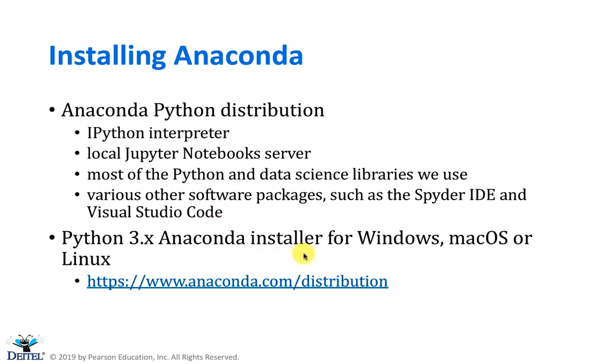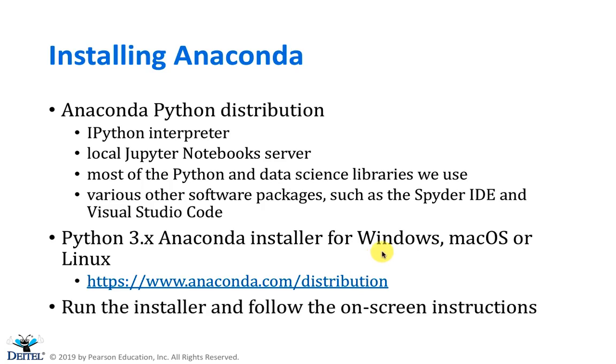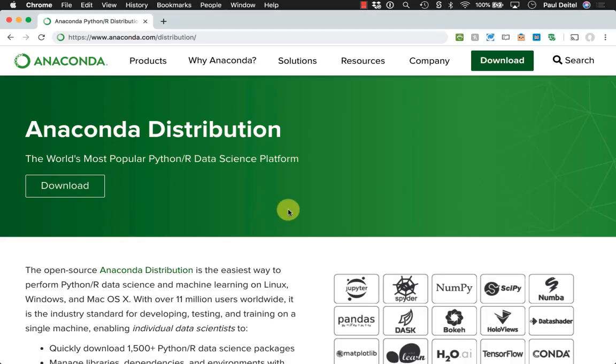Now you can get the latest installer for Anaconda from the URL that you see here, anaconda.com/distribution, and when you go to that web page, you'll see a download button, which I'll show you in just a moment, and from there you can download for Windows, macOS, or Linux. Once you've completed the download, you'll want to execute the installer and simply follow the on-screen instructions to get the software installed. So here is the Anaconda distribution download web page.